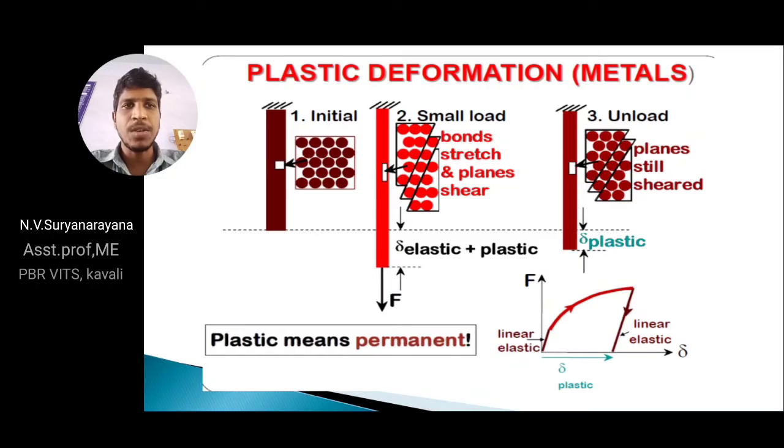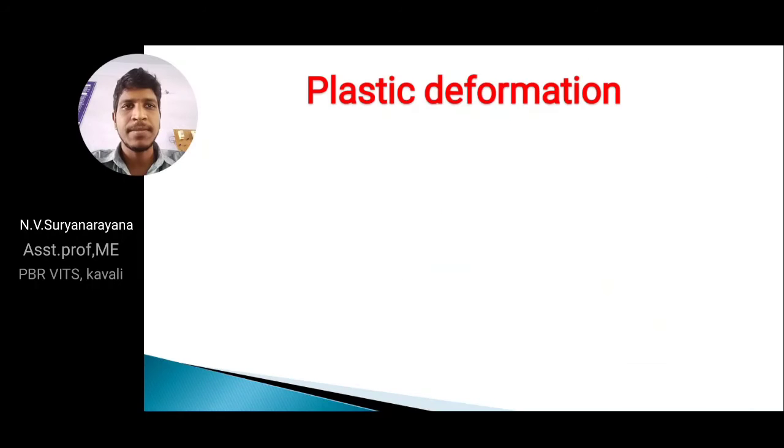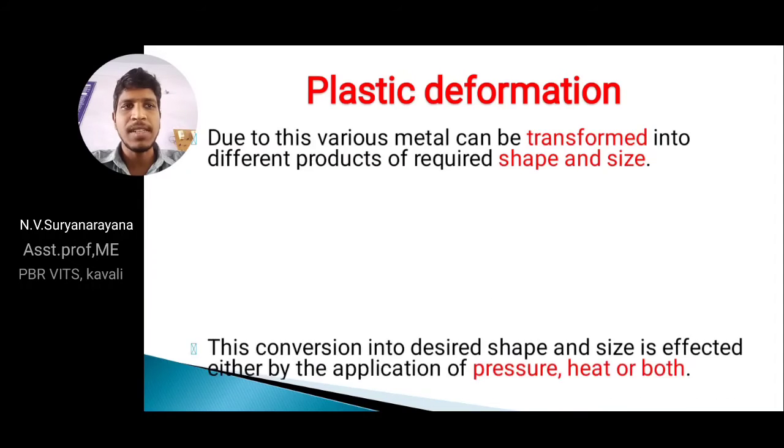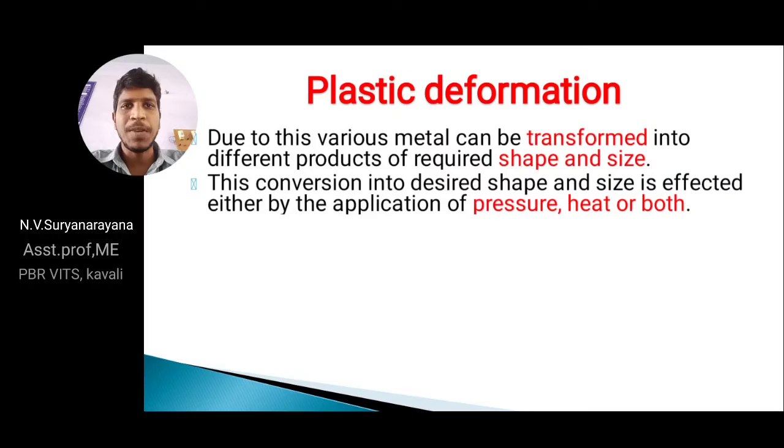After applying a certain load on the particular element, it changes, and that is the final deformation, which cannot be changed back to the initial or original shape. That means plastic means permanent deformation. Next, various metals can be transformed into different products of required shape and sizes under the action of pressure and heat.